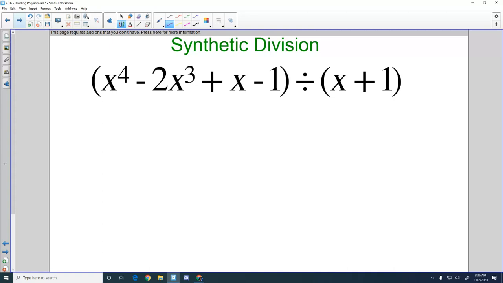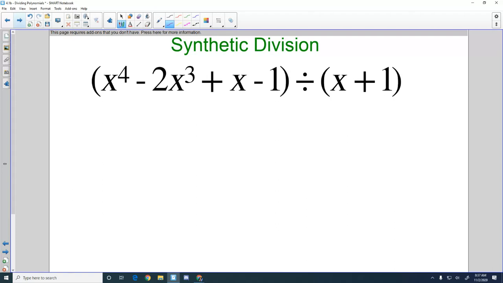So, synthetic division. I've got x to the fourth minus 2x cubed plus x minus 1, dividing it by x plus 1. So first off, do the check. Can we use synthetic division for this problem? Yes, we can. That's an x to the first power. We're good to go in the divisor.